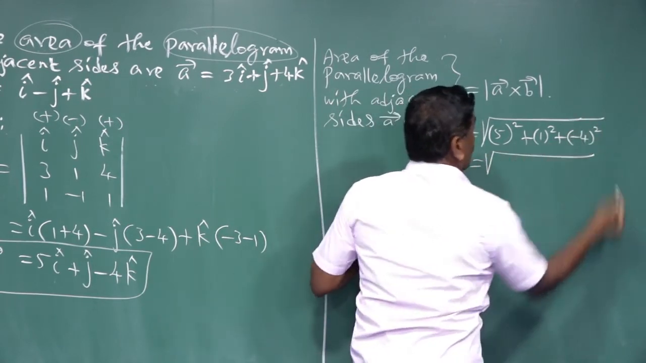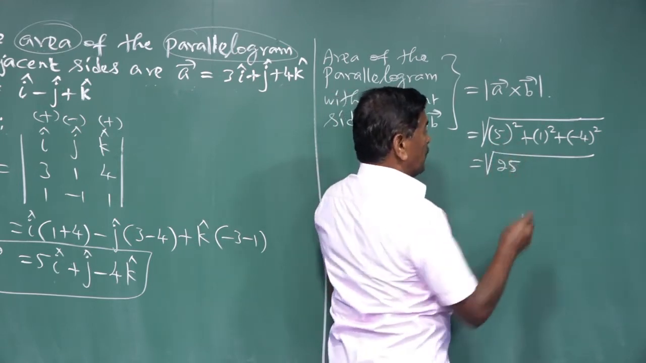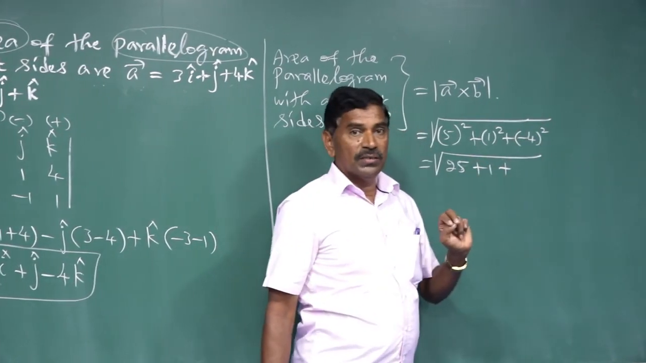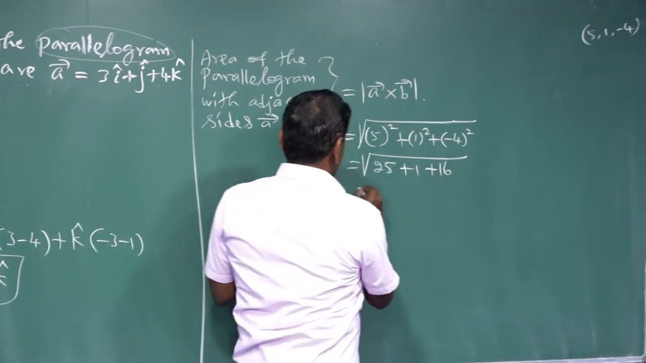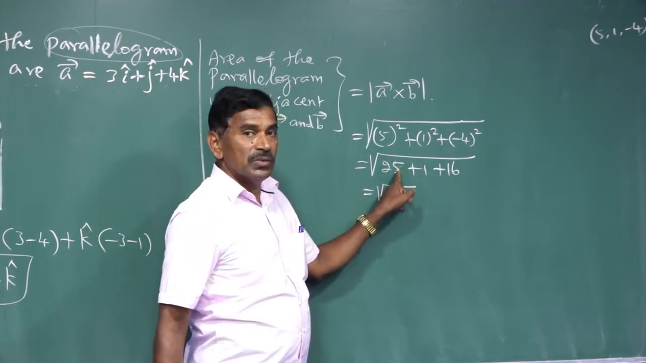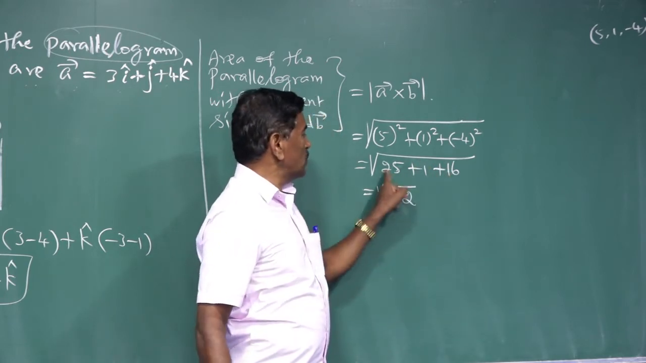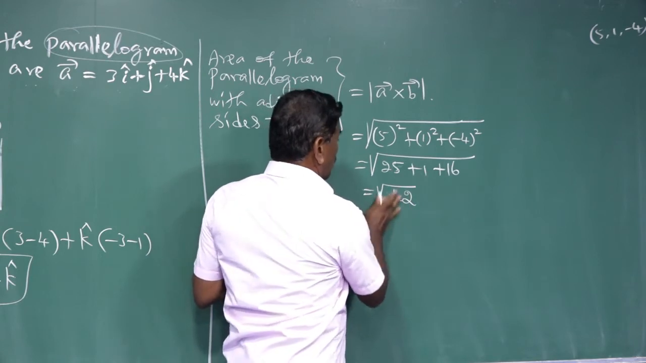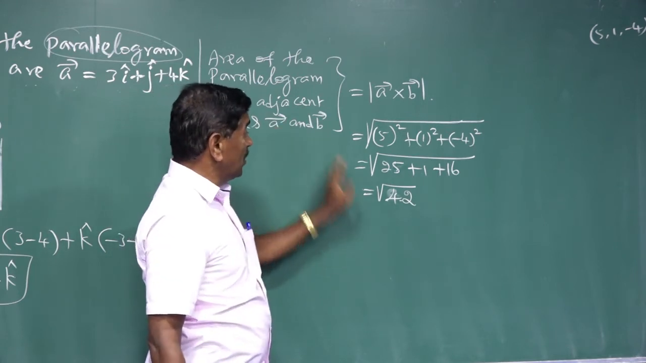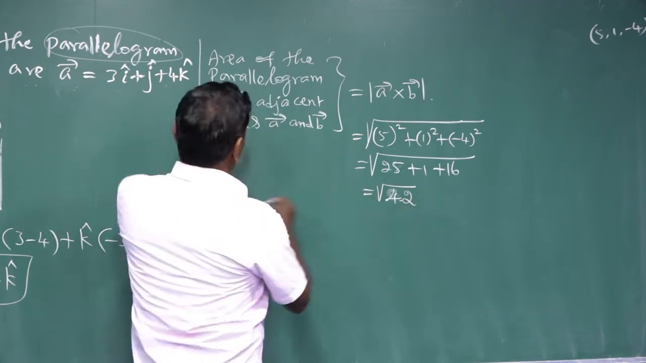Which is equal to the square root of, very good, 5 square is 25, 1 square is 1, and minus 4 the whole square is 16. Now it is the square root of just the addition: 25 plus 1 is 26, plus 16 is 42. So the square root of 42. Therefore, the area of the parallelogram with adjacent sides A vector and B vector is equal to square root of 42 square units. Now I want to write the question with the answer.